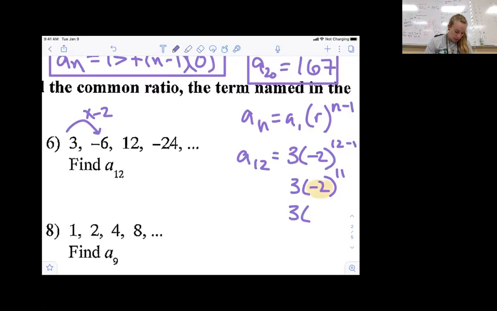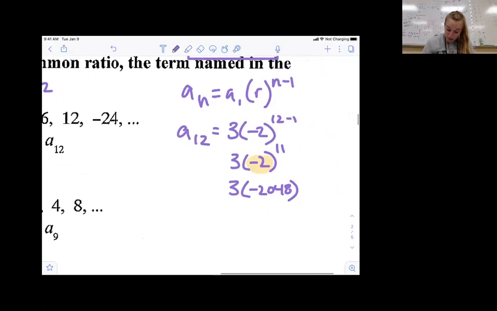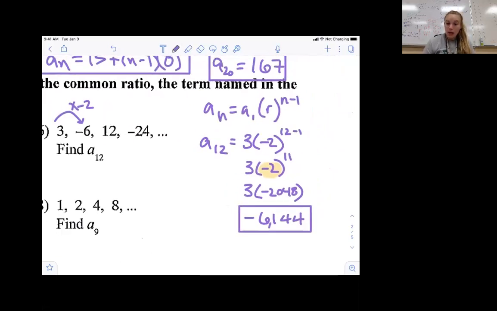1, 2, 3. Okay, I hope I didn't mess it up, but I think it's 2048. And then I multiply that times 3. And again, it's negative because it was an odd exponent. So it's negative 6,144. That's my answer. And that's right. I just checked the answer key.